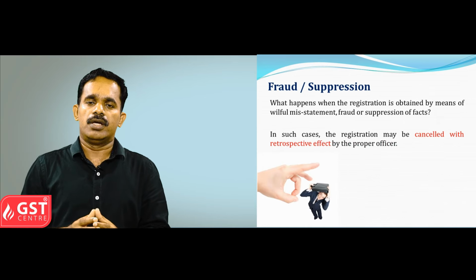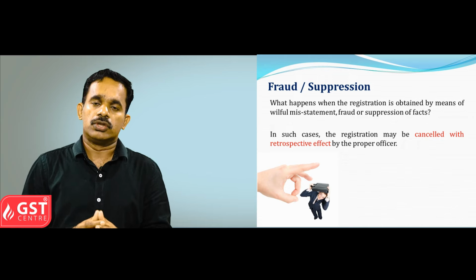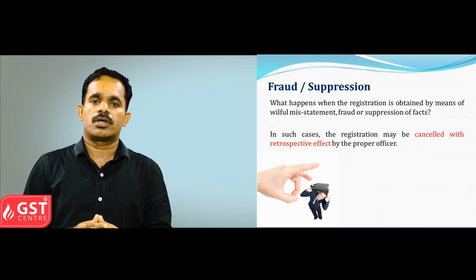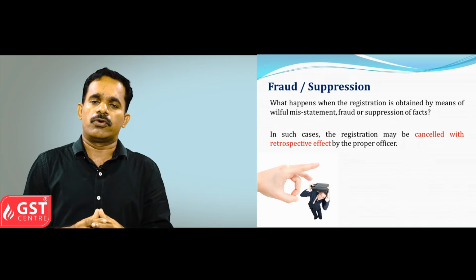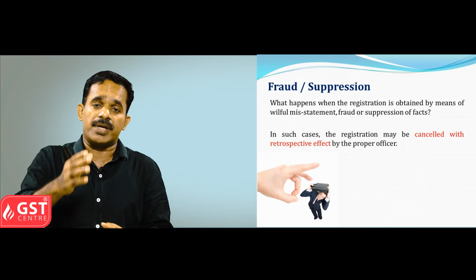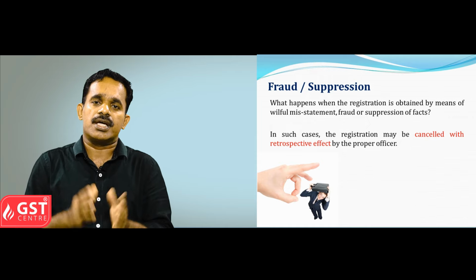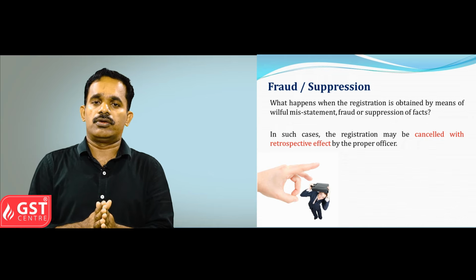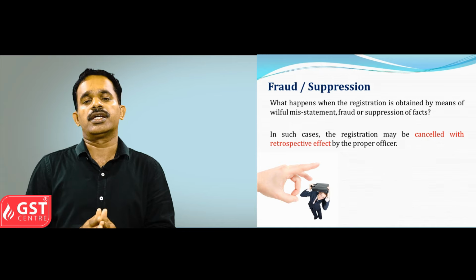What will happen if there is a willful misstatement, fraud or suppression of facts through which any person has obtained registration as per GST law? In such a scenario where the registration was obtained through willful misstatement, fraud or suppression of facts, the registration will be cancelled with a retrospective effect, and other provisions regarding fine, penalty or any other consequences will follow that person who has obtained the registration in illegal way.